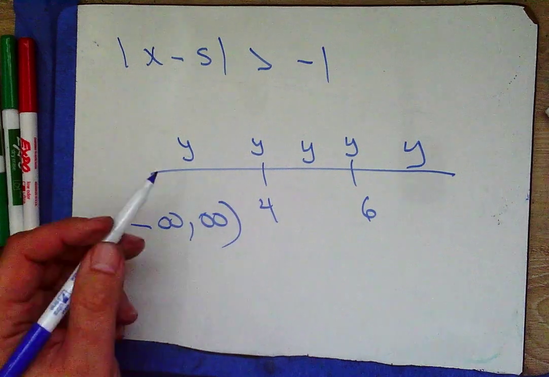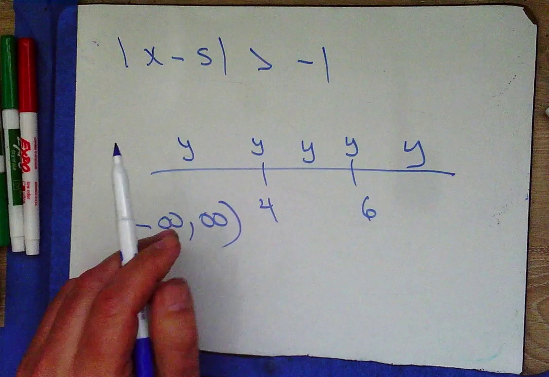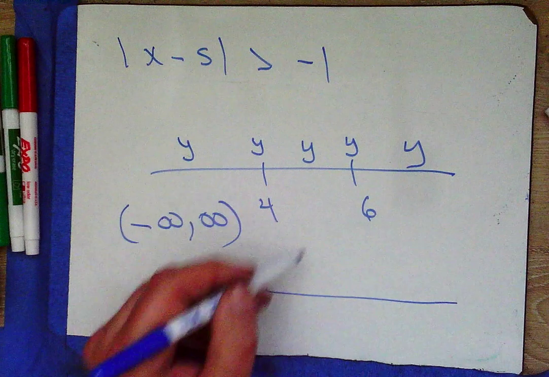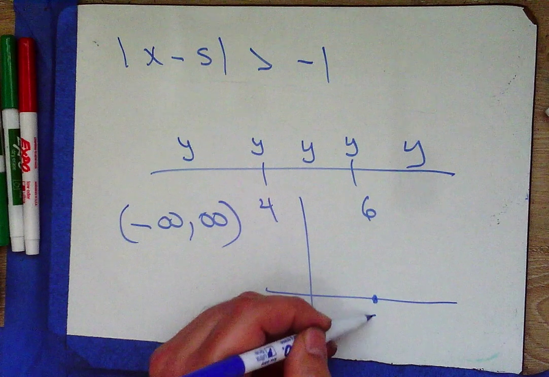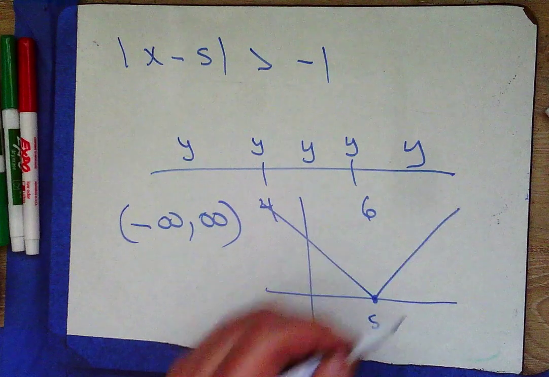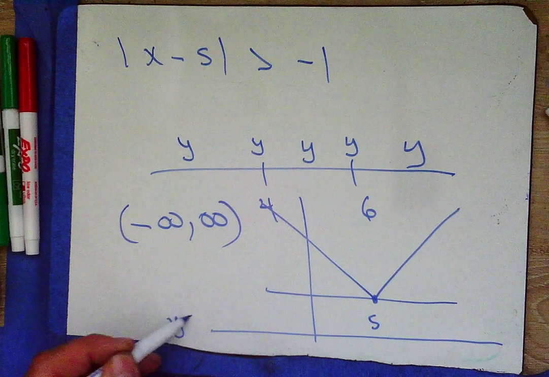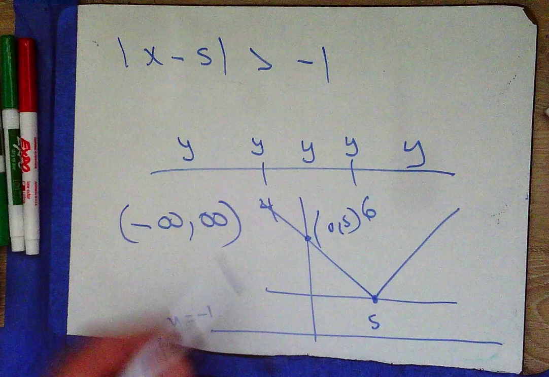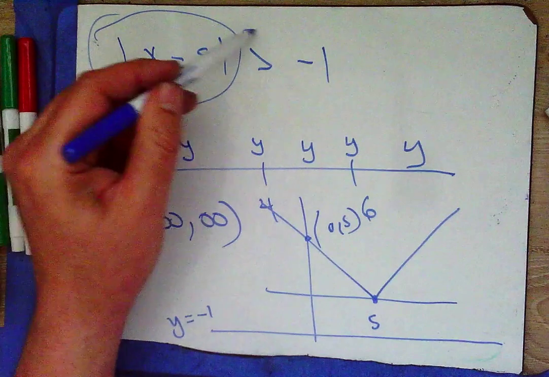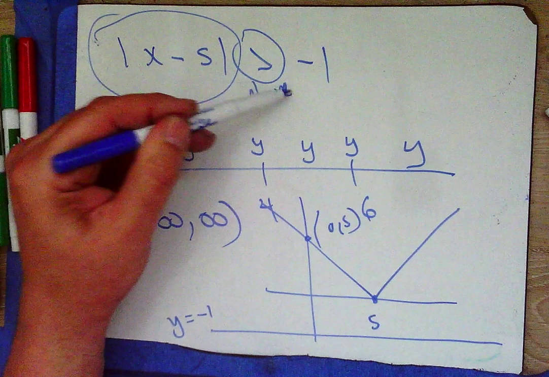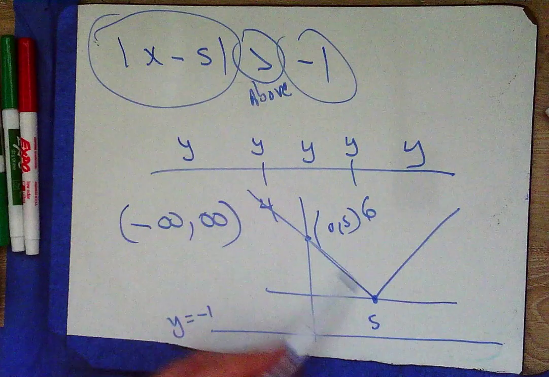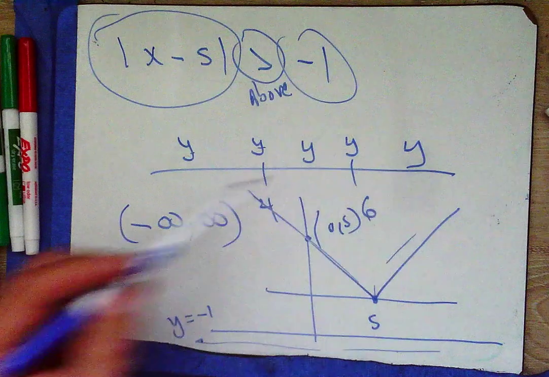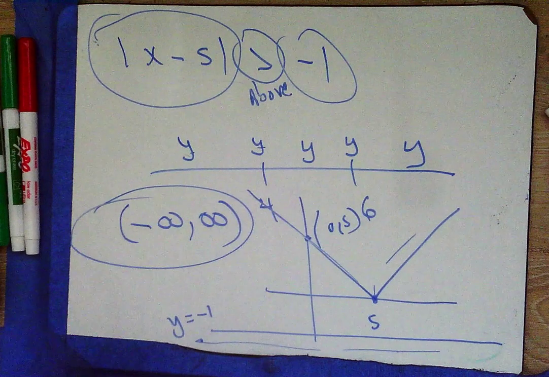And how do I know this? Well, let's think about this graphically. What are we talking about here? We're talking about this absolute value graph shifted over 5. We're thinking about the horizontal line, y equals negative 1. And we're asking the question, when is the absolute value above the horizontal line? Well, this absolute value is always above, right? And that's why we get all these yeses, and that's why that's my answer.